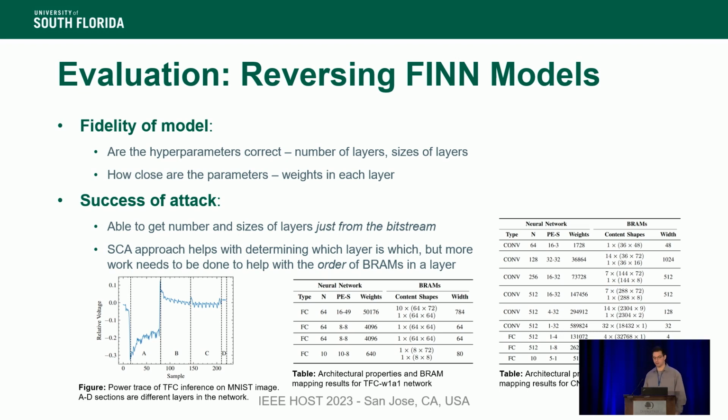The differential power analysis approach was not able to derive the correct answer every time, but still narrowed down like a 32 factorial search space down to a much smaller number. For example, like if there's a layer with 32 BRAMs.